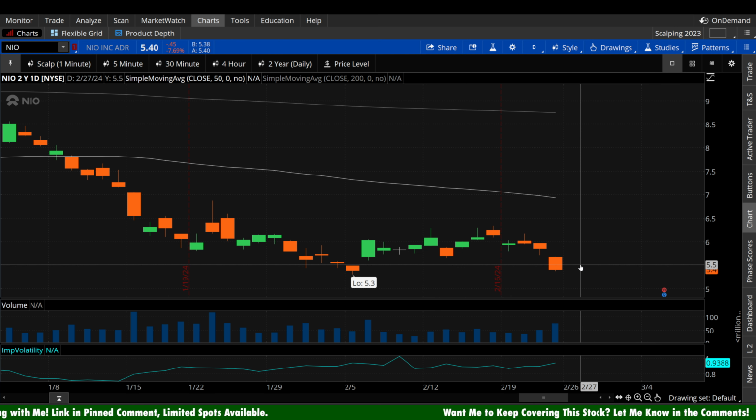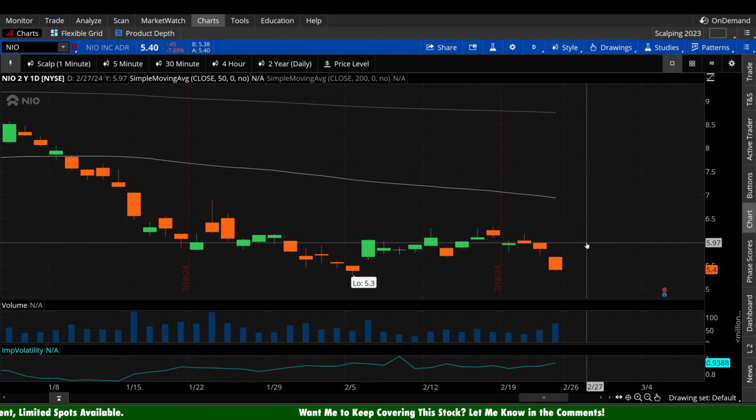Get back above 5.50, reclaim 5.50, reclaim the 50 cents, treat it as a support level, and use that to work our way back up towards $6, because a reclaim of $6 is really the ultimate goal here in the near term as a bull.